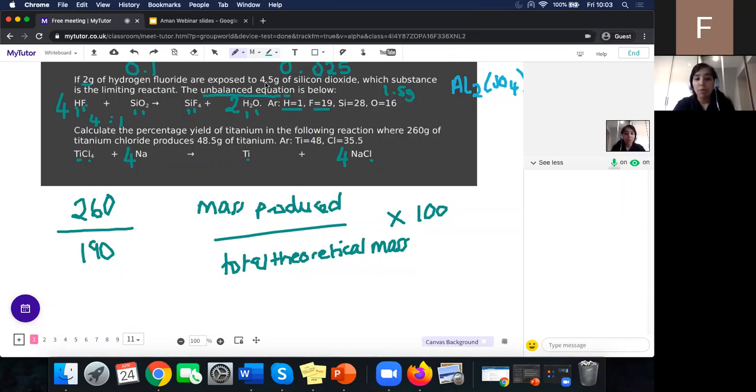So 1.369, we multiply by the MR of titanium. Titanium has an MR of 48, or an AR of 48, which gives us a total mass of 65.68, or 65.7 to 3 significant figures. So that's our total theoretical mass. The mass produced was 48.5. So if we do 48.5 divided by 65.7, we then multiply by 100. Remember, this is a percentage yield question, so we need a percentage. Great, so people are saying 73.8%. That's exactly correct. Well done.